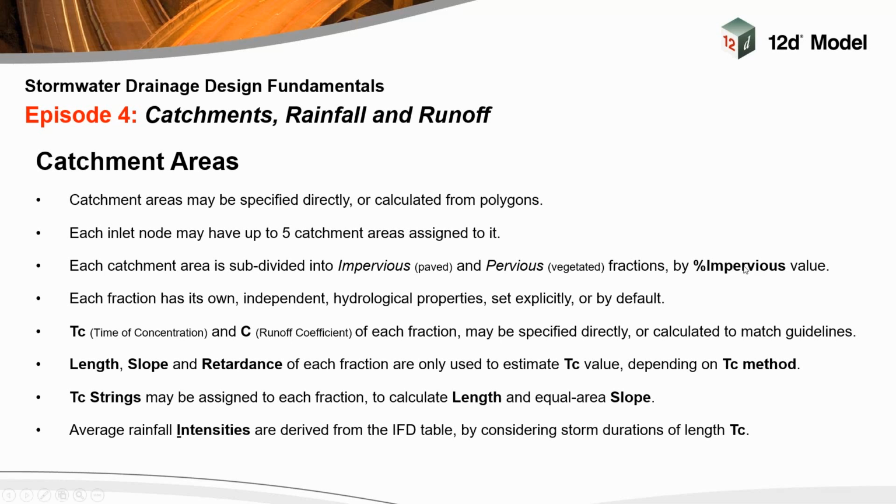So if it's 30% impervious, then 30% of the area will be considered paved and 70% of the area will be considered vegetated. And each one of those fractions can be set with its own independent hydrological properties, and they can be set either explicitly on that fraction or by default on the defaults tab of the network editor.